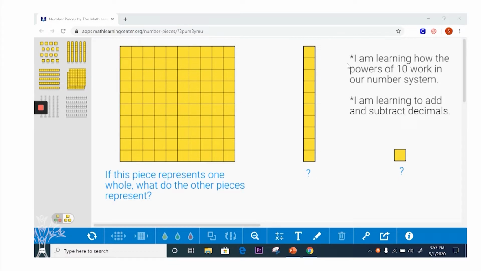Okay, our first problem asks us, if this piece represents one whole, what do the other pieces represent? I want you to take some time and really think about this, and then write down what you're thinking for each of the other pieces. Go ahead and do that now.